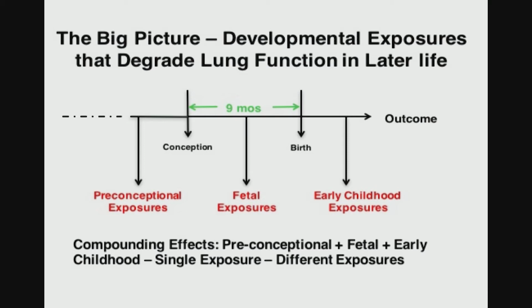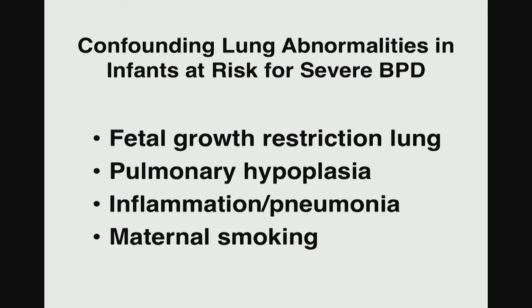The big picture, which you'll get more into today, is basically this for all of the lung development, that we have developmental exposures that degrade lung function in later life. And they can be preconceptional, they can be around the time of conception, they can be fetal exposures, and they can be early childhood exposures. And what we're dealing with our babies is a unique group of babies that are very tiny, very, very preterm, but they're exposed potentially to things from preconception until early childhood. And there's confounding lung abnormalities that put our babies at increased risk of severe BPD. One is fetal growth restriction, that's actually very potent. Pulmonary hypoplasia, which is virtually impossible to distinguish from early respiratory failure from other causes. Inflammation, pneumonia, and maternal smoking.